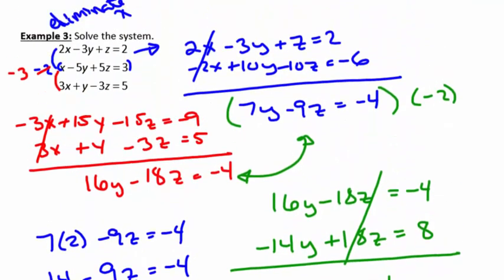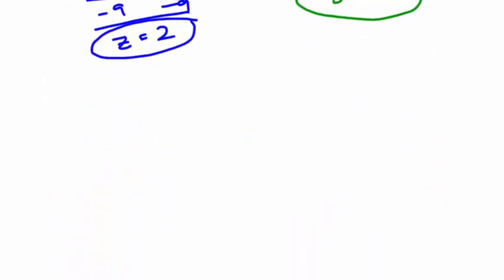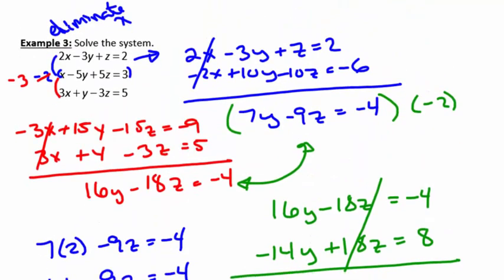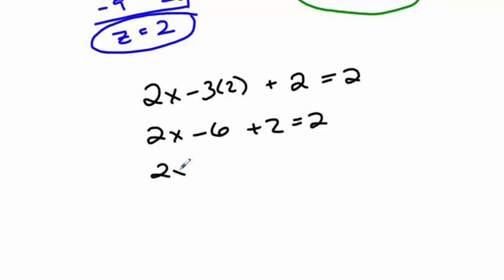So we're going to use one of the original equations, it doesn't matter which, to solve for x. Let's just go ahead and use the top one. So 2x minus 3y plus z equals 2. That's going to be 2x minus 3y, 3 times 2, plus z equals 2, plus z is 2 equals 2. So we've got 2x minus 6 plus 2 equals 2. That's 2x minus 4 equals 2.